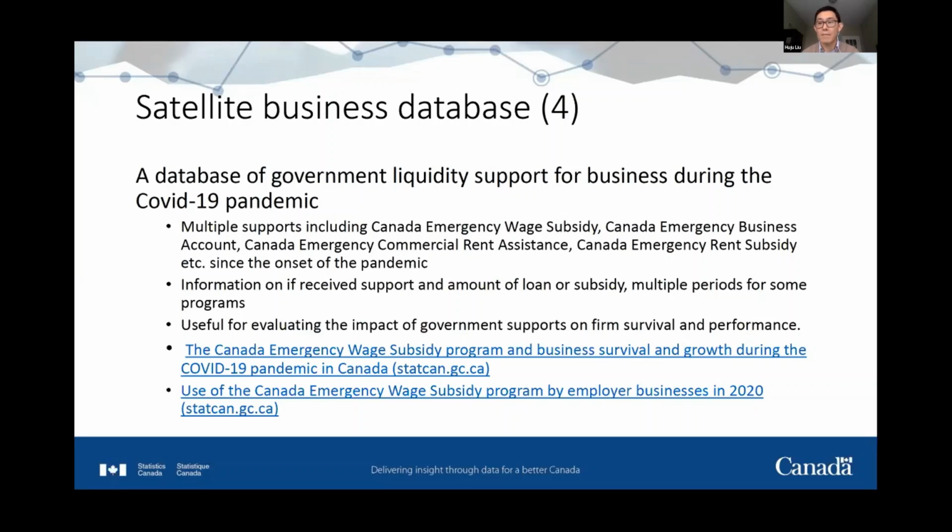For some programs, we even have multiple-period information, for example, for the wage subsidy program and also for the rent subsidy program. This information is useful to evaluate the impact of the government support on the firm's survival and performance during the pandemic. We have published two articles using this data. The first one estimates the impact of the wage subsidy program on business survival and growth during the pandemic. The second paper looks at how businesses have been using the wage subsidy program during the pandemic.